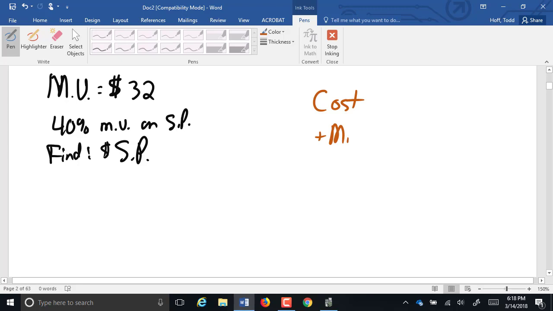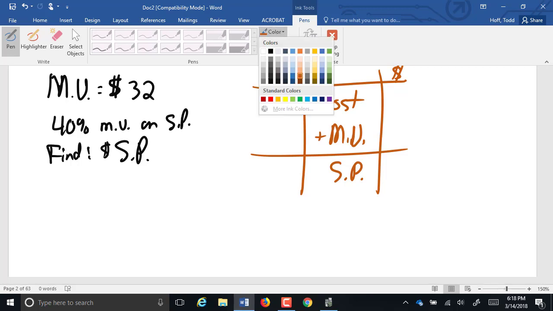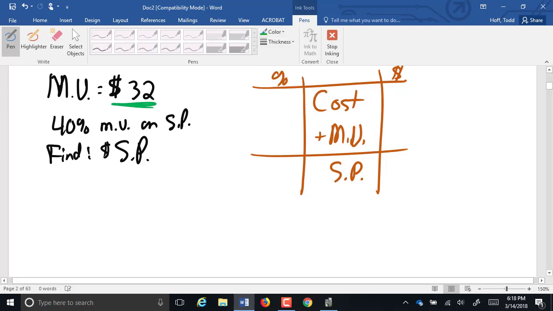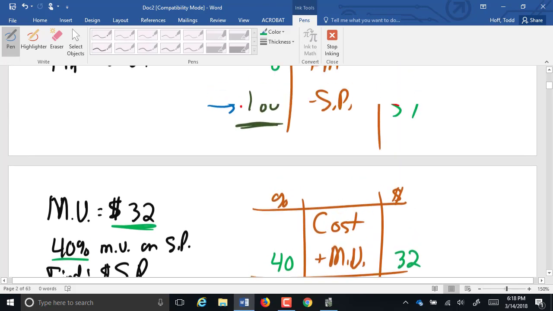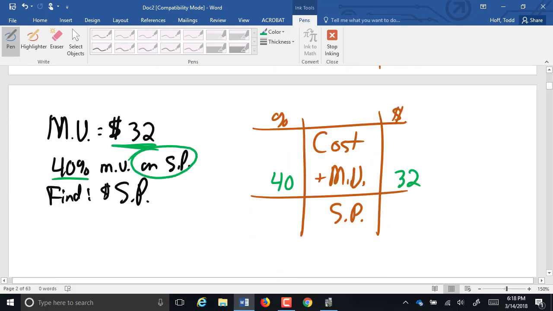Something very subtle changed here. So it's still the exact same table. We're given the $32. Where does that go? On the markup. We're given the 40%. Where does that go? On the markup as well, markup percent. But there's one little difference between this problem and the last one. This was markup on cost. This is markup on selling price.